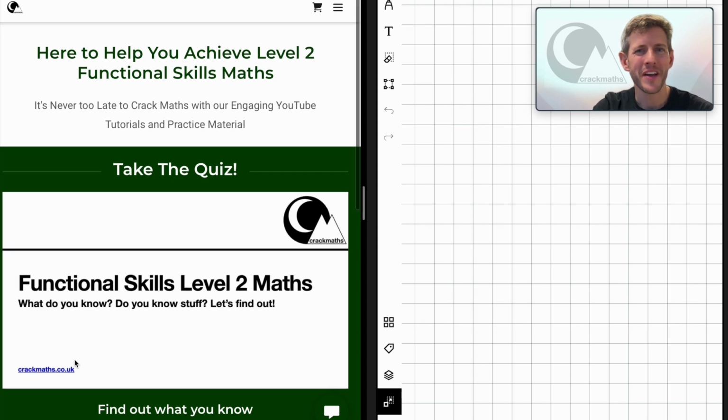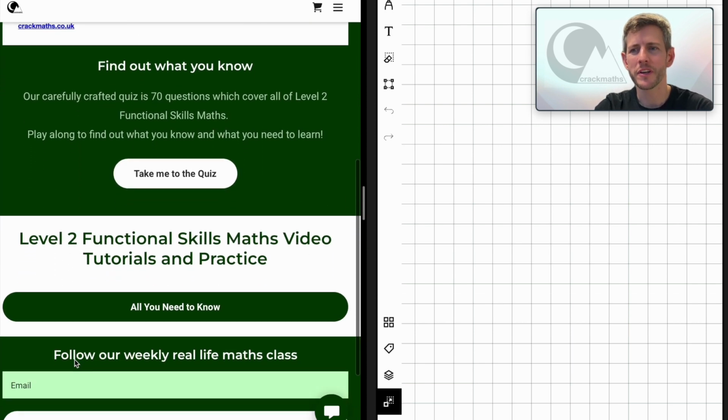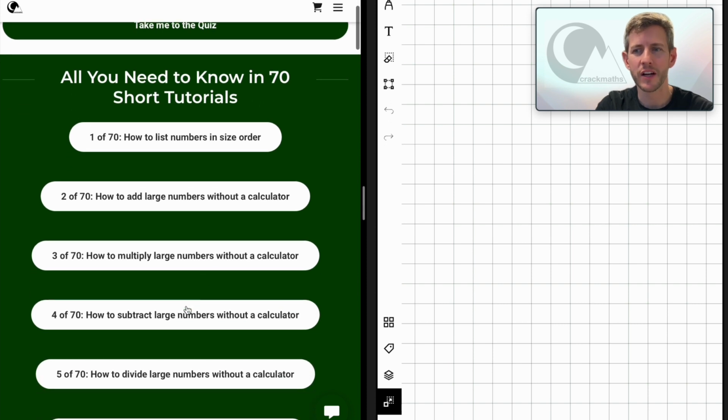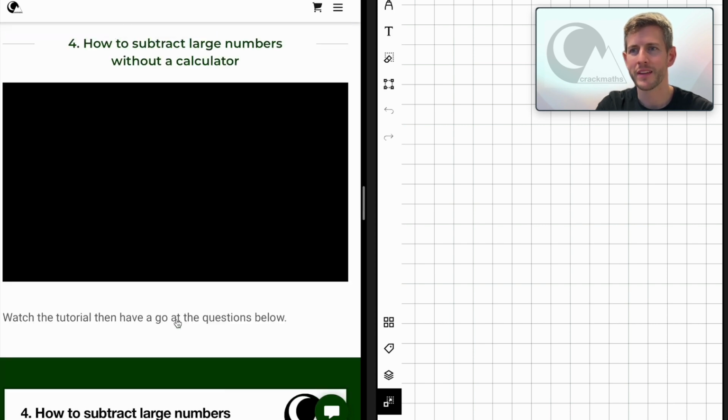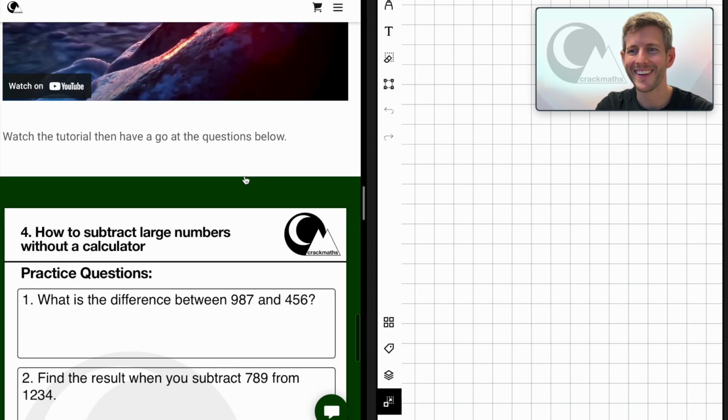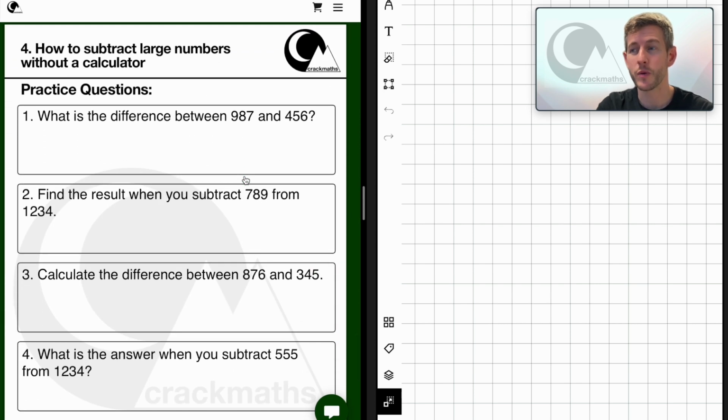Okay, so here we are at the Crack Maths website. I'm going to go down to the All You Need to Know tutorials and click here. Today we're looking at tutorial 4, how to subtract large numbers without a calculator. If I click here, it takes me to the page where you'll be able to see this tutorial shortly. And down here we've got some practice questions.